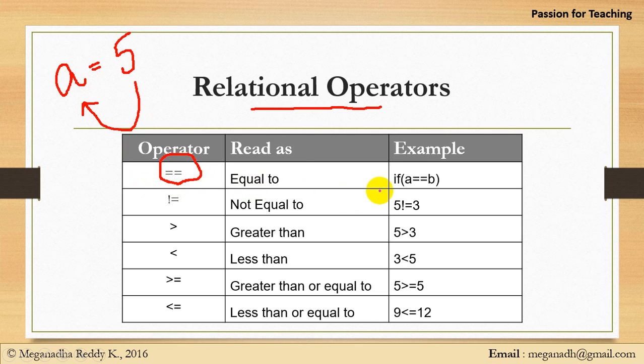Double equal to is mostly used in an if condition to check whether these two numbers are equal or not. This is not equal to, where the logical not is used, and 5 not equal to 3. Then greater than, 5 greater than 3, less than, 3 less than 5, greater than or equal to, 5 greater than or equal to 5. This is true, because in greater than or equal to, if either one succeeds, it will be true. Less than or equal to, so 9 less than or equal to 12, that is true. Okay, so one point to note down here is, for checking equality in an if condition, we use double equal to. Keep in mind, we're going to do some programs where we use this.